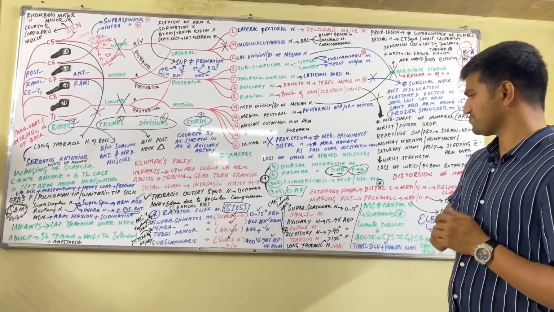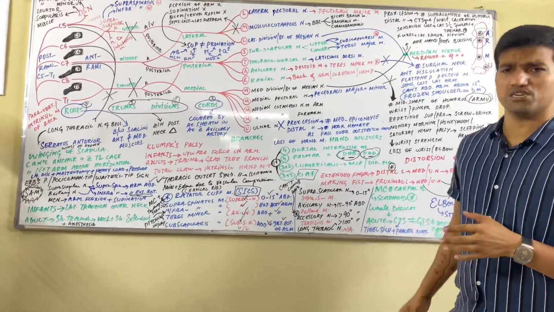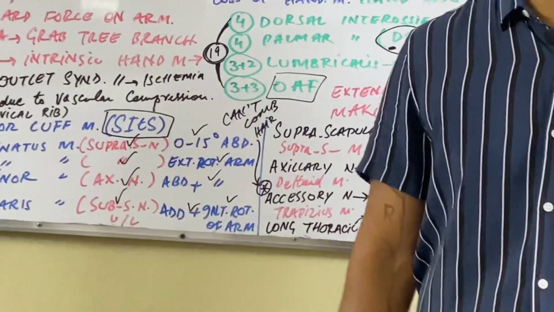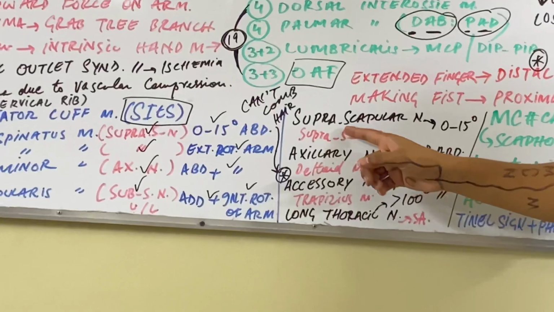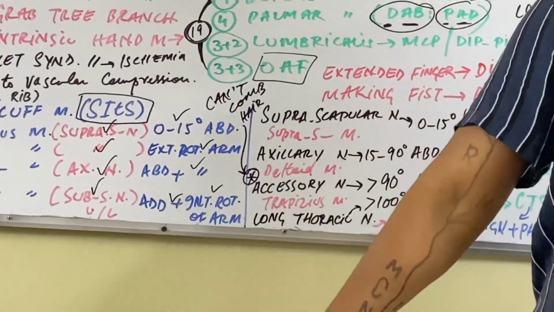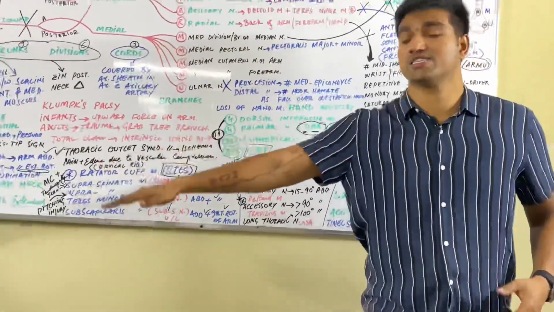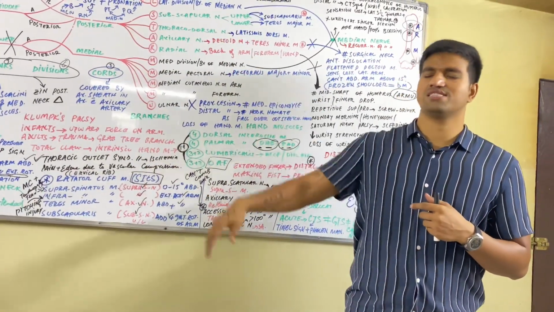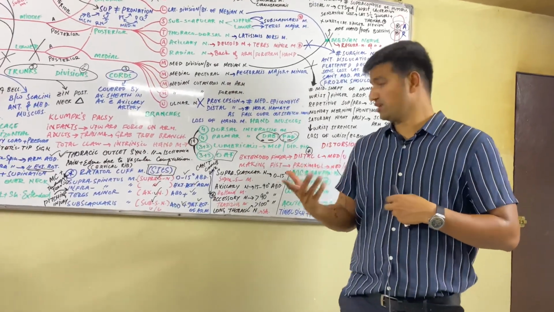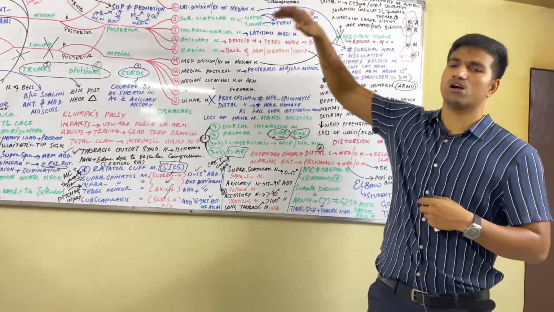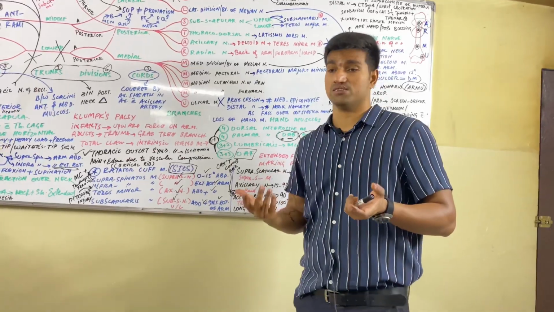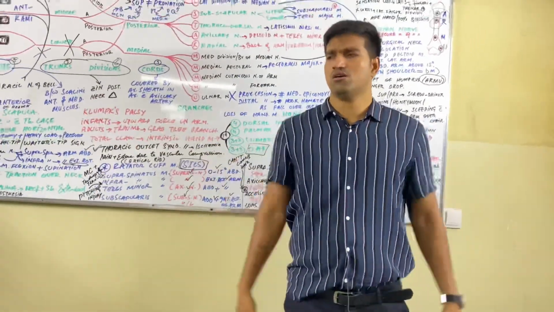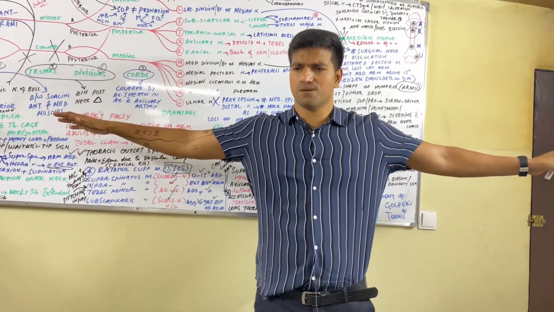Then we'll talk about abduction of the arm. We have discussed 0 to 15 degree abduction by the supraspinatus muscle, by a nerve called the suprascapular nerve. From 15 to 90 degrees, abduction by the axillary nerve due to the deltoid muscle. Above 90 degrees we have the accessory nerve, the trapezius muscle. Then above 100 degrees, the long thoracic nerve or serratus muscle. To check these nerves, simply tell the patient to abduct his arm, or simply to open his arm like this.